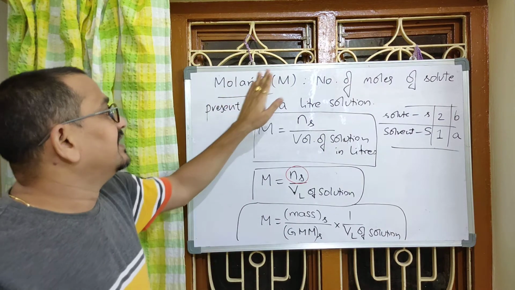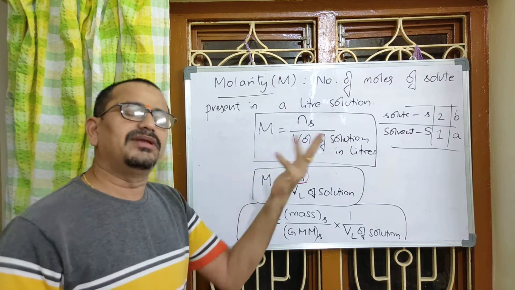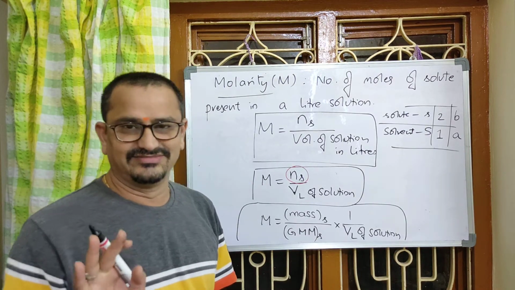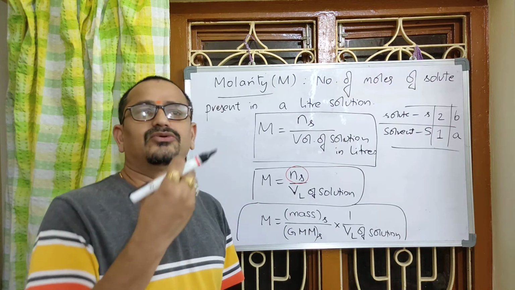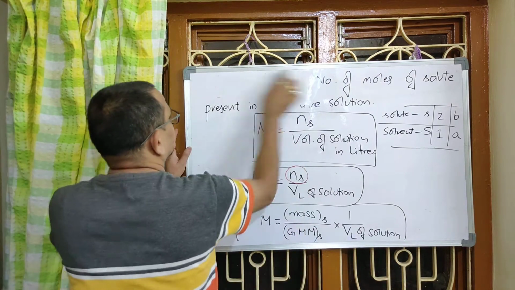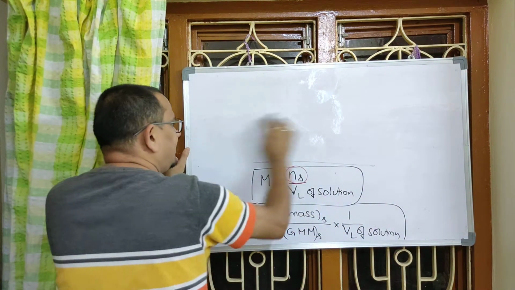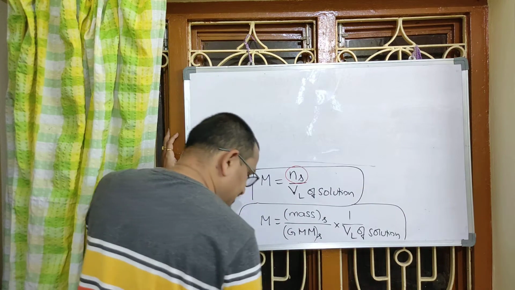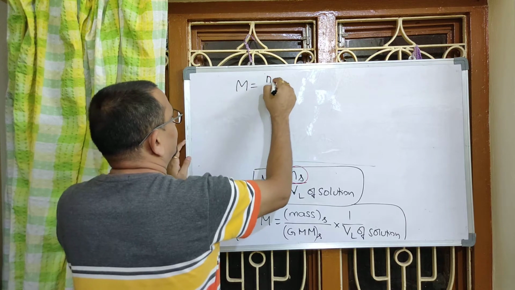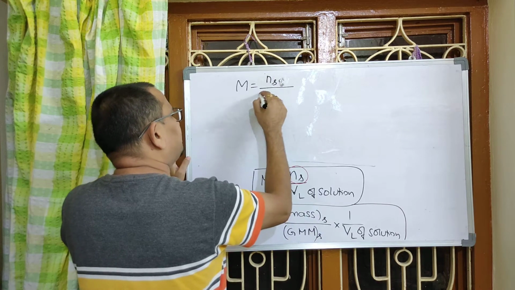What's meant by molarity? It is number of moles of solute present in a liter solution. In 1 liter solution, how many moles of solute are finally present? That's what you have to find finally to present in terms of molarity. Sometimes they may express the volume of solution in milliliters. Then molarity equals number of moles of solute over some 0.5 liters.